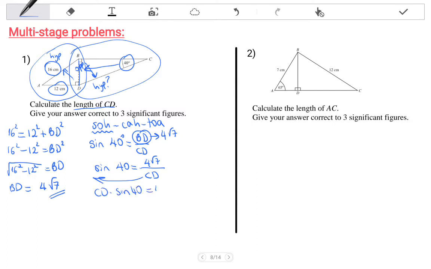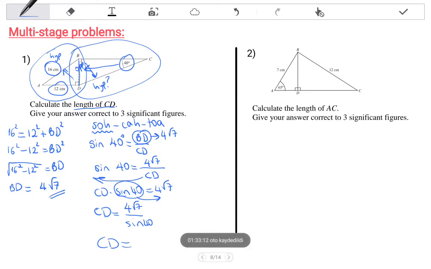Then I will take sine 40 by dividing. So CD equals 4 square root 7 over sine 40. And your calculator will give you the answer. According to three significant figures, this is 16.5 centimeters.